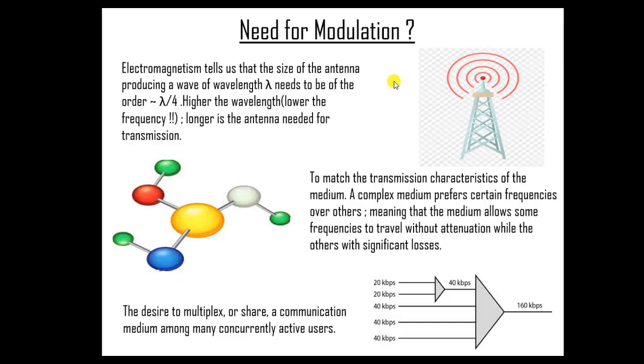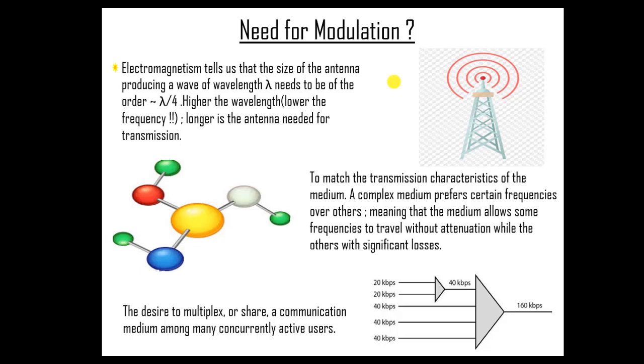But why should we even bother about modulation? We already know from electromagnetism that an antenna capable of producing electromagnetic waves of wavelength lambda needs to be about a quarter length in lambda. A low frequency means an extremely high wavelength, which means longer antennas, which isn't very practicable.